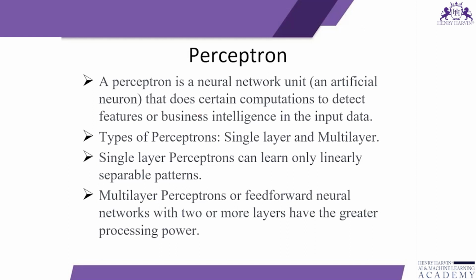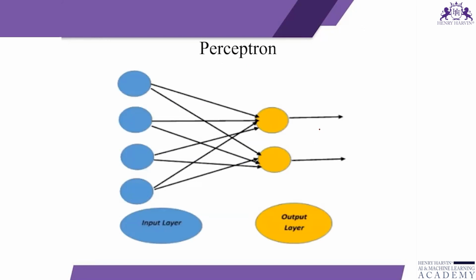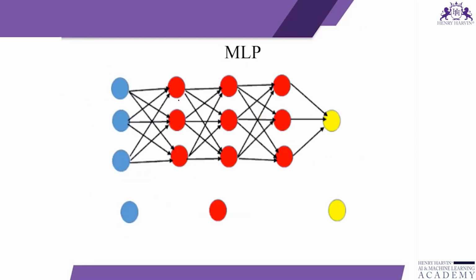Now let us understand what a perceptron is. A perceptron is a neural network unit that does certain computations to detect features or business intelligence in the input data. We will be looking into single layer and multi-layer perceptrons. If you look at this, you can see an input layer and also an output layer. In this case, you can see an input layer and an output layer, and in between them you can see some layers, right? I'm not going to tell you what these layers are yet. This is called a multi-layer perceptron, or MLP.